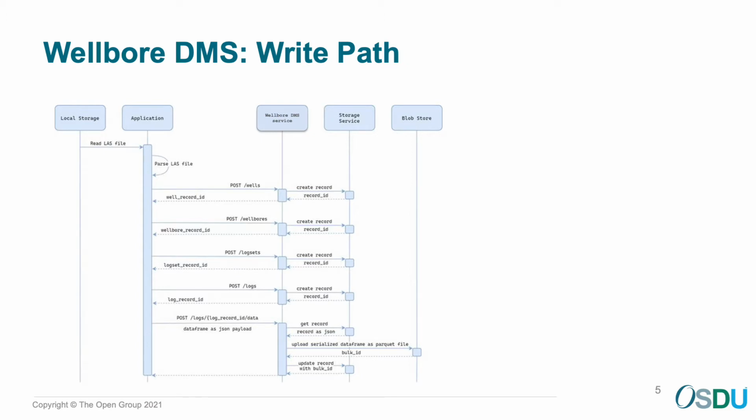The well is going to be the parent record for other entities in the storage. To create this parent-child relationship, we are going to use the well record ID that we get back after the well record is successfully created.